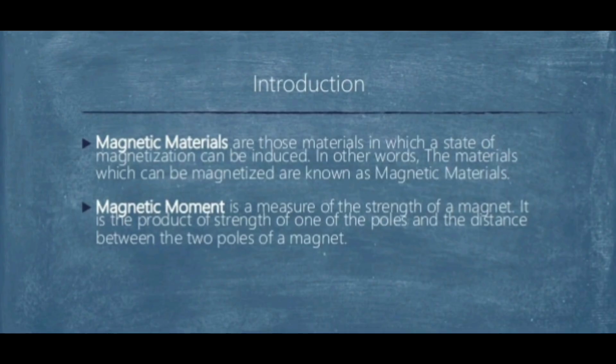Magnetic materials. Magnetic materials are those materials in which a state of magnetization can be induced. In other words, the materials which can be magnetized are known as magnetic materials. And the other one is magnetic moment, which is a measure of the strength of a magnet. It is the product of the strength of one of the poles and the distance between the two poles of the magnet.